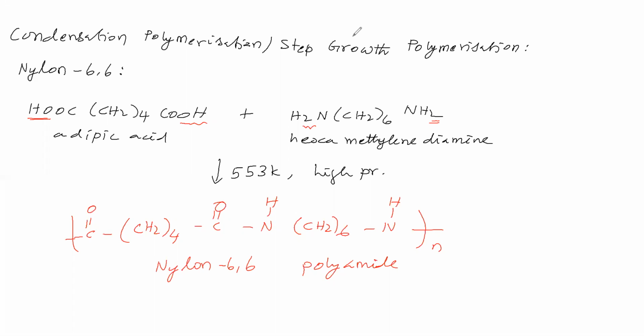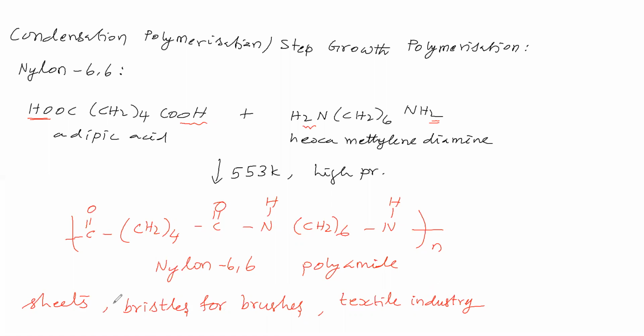What is the use of this nylon 66? Nylon 66 is used for making sheets, bristles for brushes, and in the textile industry. Then we will see nylon 6.